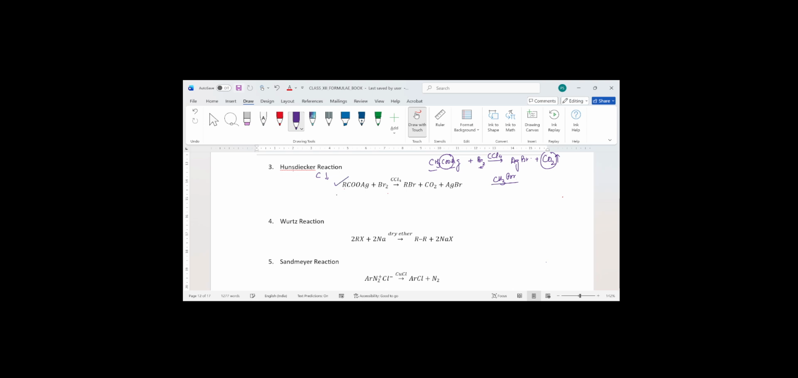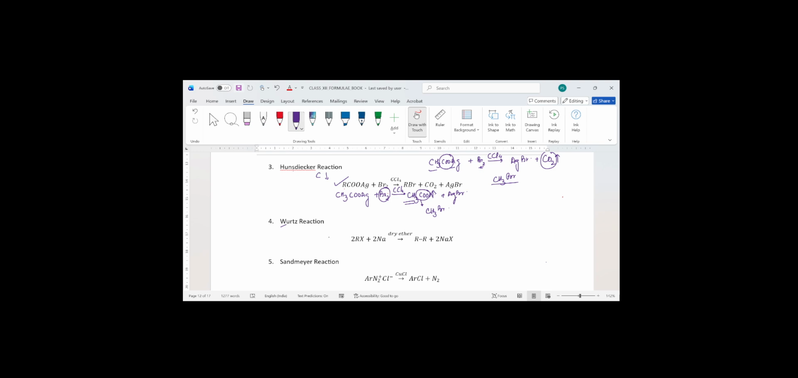Okay, so the reaction is CH3COOAg plus bromine, right? In presence of carbon tetrachloride, you get CH3. Now COO is converted into carbon dioxide, right? Ag is converted into AgBr and this CH3 gets attached with bromide, so you get CH3Br. Is this clear?